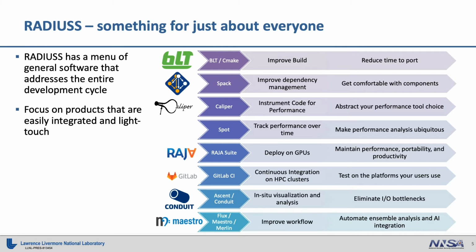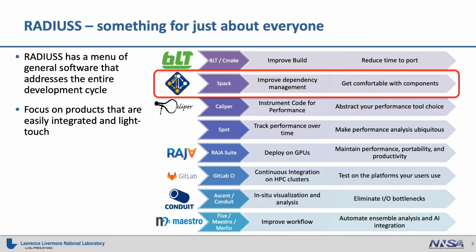So this is just a sample menu of some of the things that we offer. If you want to improve your builds, you should take a look at a tool called BLT. It integrates nicely with CMake to make your builds more robust. Spack is a package manager for HPC developed here at the lab that's really caught fire worldwide, and can help you manage the dependencies that we're asking you to adopt in the form of third-party libraries.